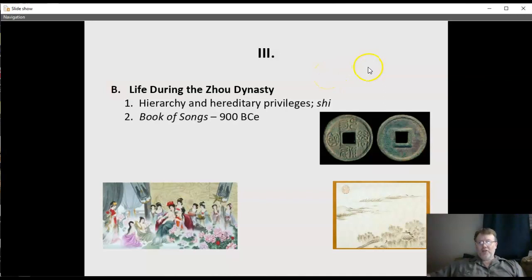The Book of Songs, which we find around 900 BCE, perhaps a copy. This might be the oldest copy we have because it might have been written before this. Many of these things might have been written before. It's a collection of Chinese poetry, which tells us a lot about what life was like among the Chinese population.